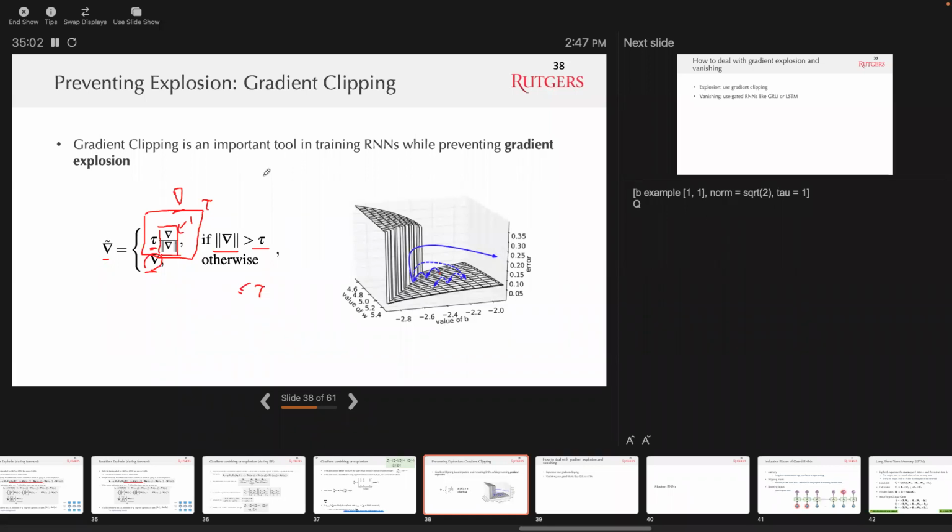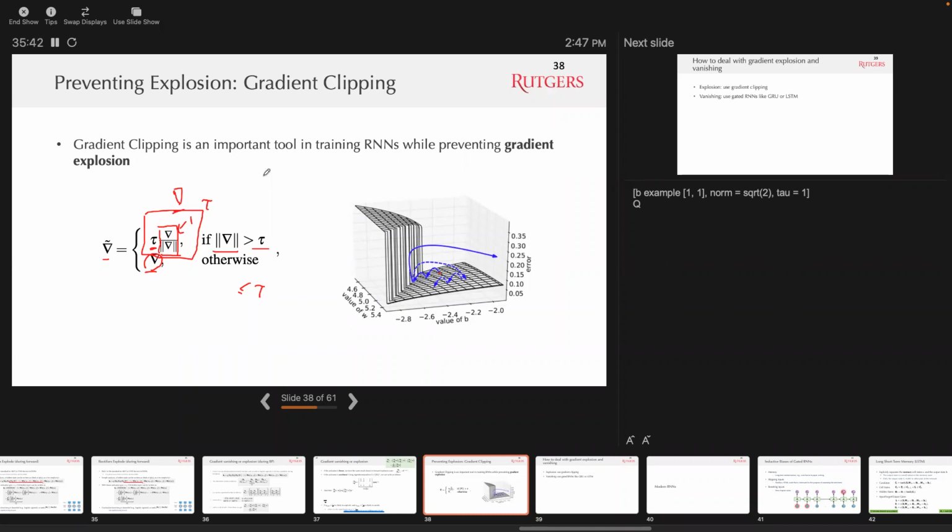You clip it as follows; this is the clipped version. The clipped version would be your gradient over your norm, times 1, because you set tau to be 1. So this is going to be your clipped version of the gradient, and ultimately what you're going to get is 1 over root 2 and 1 over root 2. So after clipping, this is your final gradient, and then you're going to use this gradient to update your parameter.